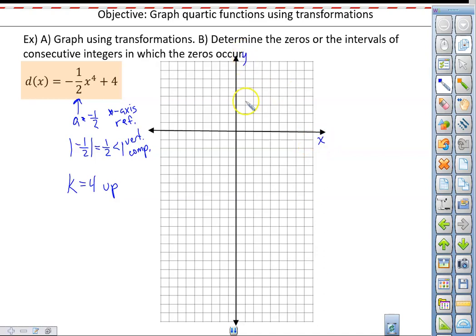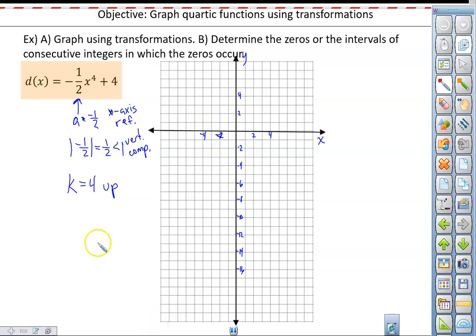So I'm again looking at 1, 2, 3, 4, and then this would be negative 1, negative 2, negative 3, negative 4, and so on. And this would be 1, 2, 3, 4. This would be negative 2, negative 4.